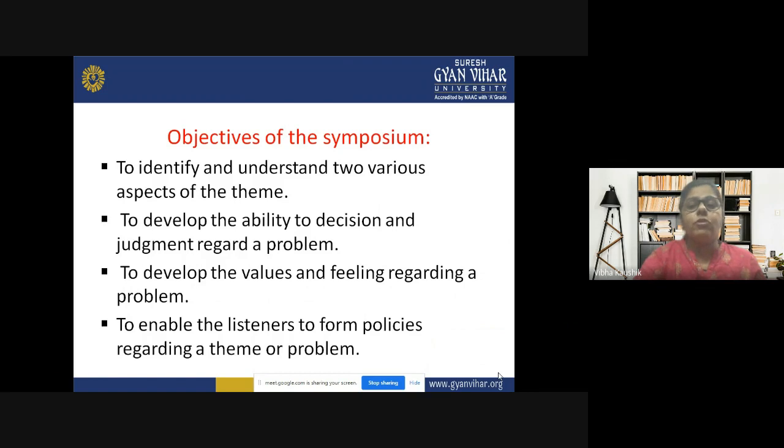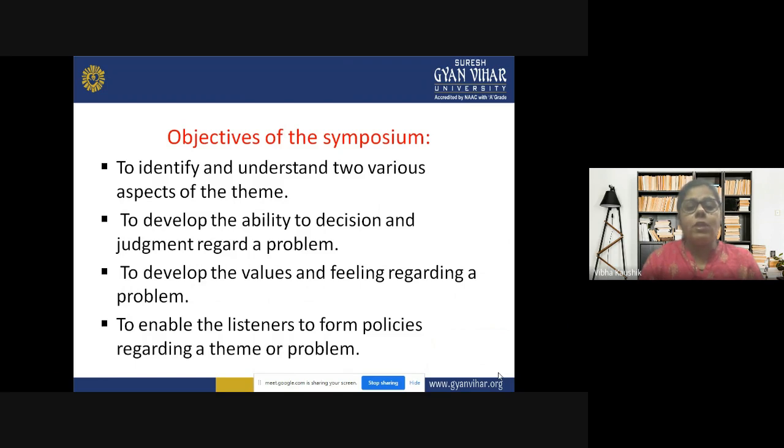Now, the objectives of the symposium. What are the different objectives of conducting a symposium? First, to identify and understand the various aspects of the theme. With the help of the symposium, the audience or participants will be able to identify, find out and understand the various aspects of a particular theme. Second, to develop the ability to make decisions and judgments regarding a problem.